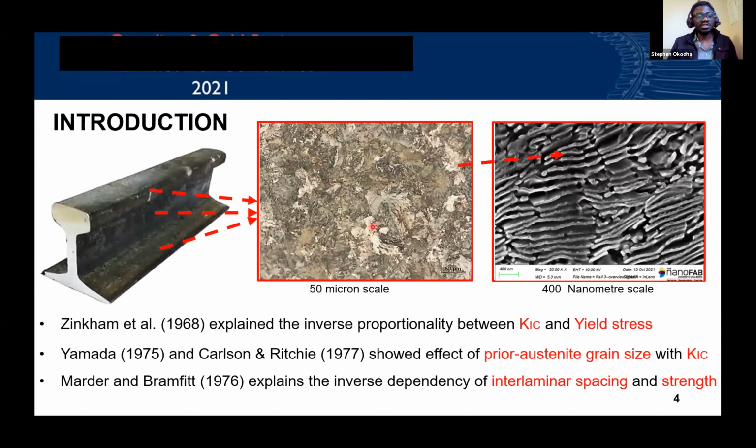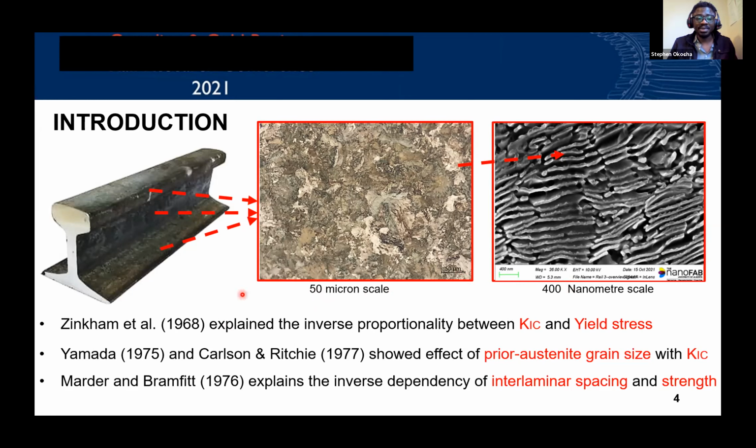If you look at the two images in front of us, these are the microstructures of the rail, at 50 microns and at 400 nanometer scale. We found from literature that, first of all, the fracture toughness under normal conditions is inversely proportional to the strength of the rail steels.